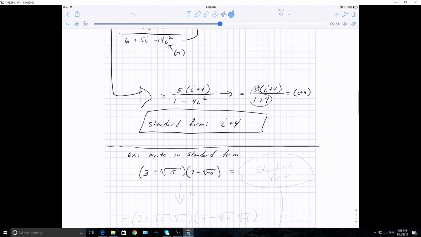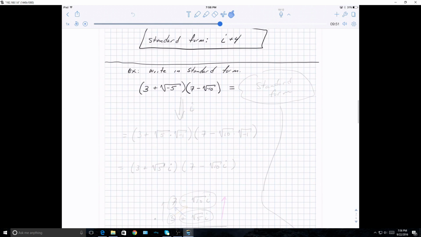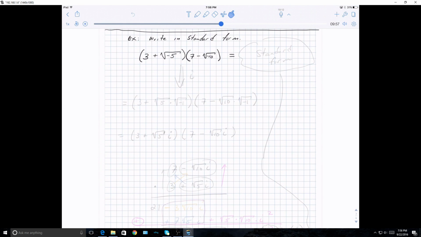Alright, so let's look at another example of writing in standard form for the complex numbers. What we have here is a simple product, but you'll notice that we don't have any i's around. So what we have to do is generate the i's first. So we've got to get the i's together here.